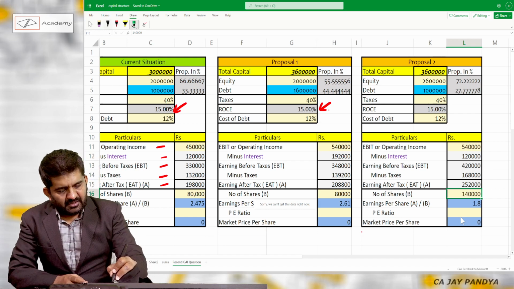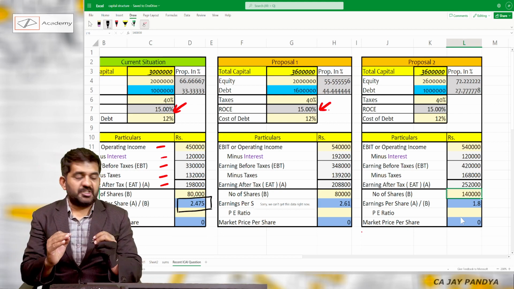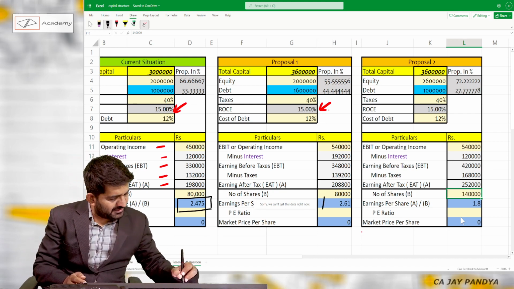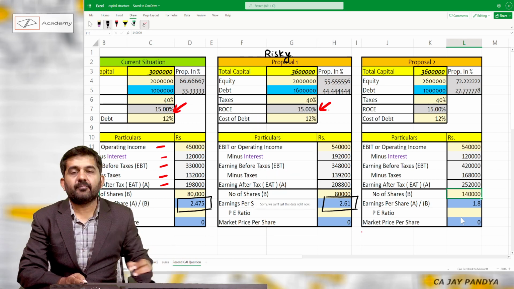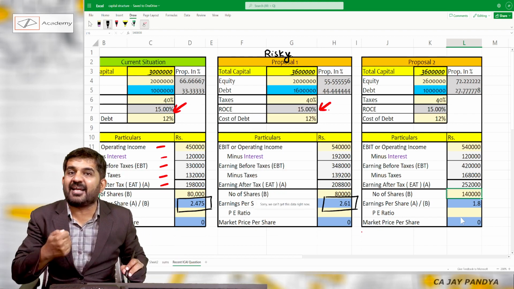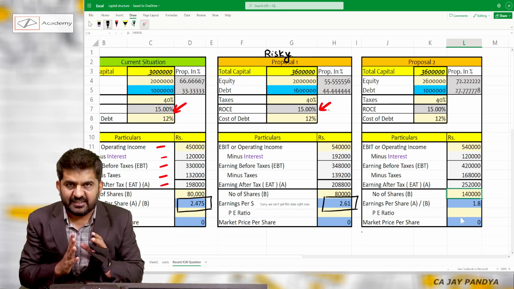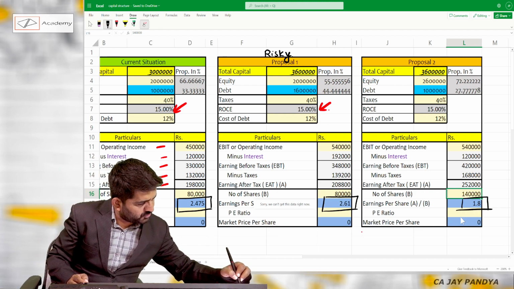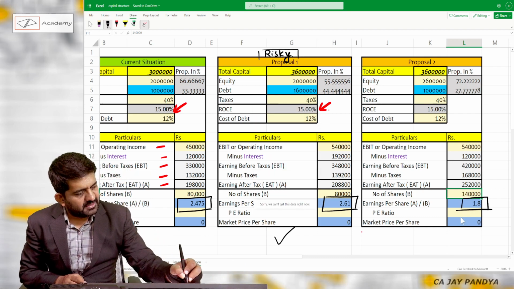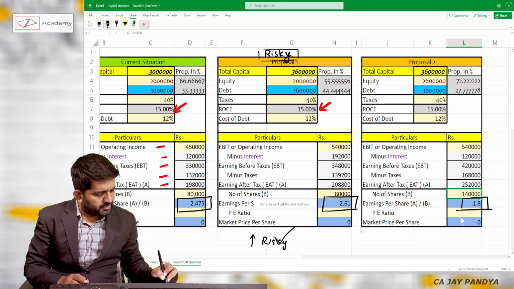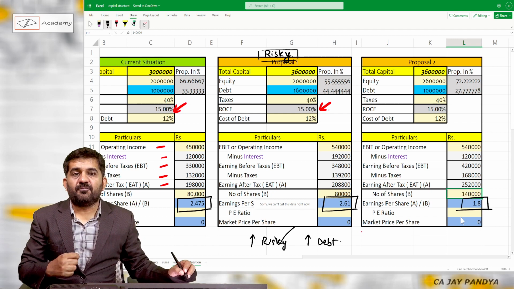What is the EPS in the original situation? It is 2.475. What is the EPS in option number 1? This is 100% debt, so this is a risky option, which gives 2.61, higher than the present. So you should always go for expansion, because the proposed situation is generating higher EPS. Proposal number 2 has an EPS of 1.8. And so we will go for proposal number 1, which was riskier because it had higher debt, with an EPS of 2.61.